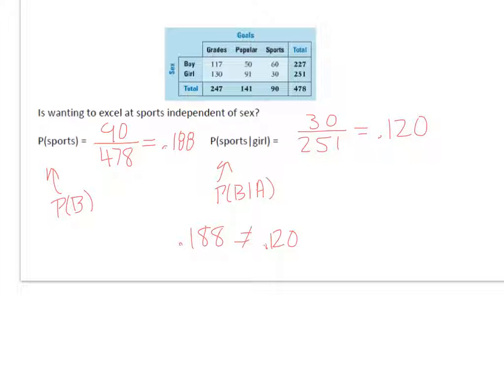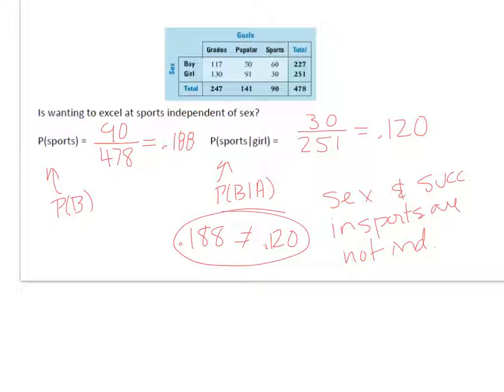So what this shows is that if you are choosing success in sports as a goal, it is not independent of sex. So sex and success in sports are not independent. There's something about being a girl, in this case, that is making it different than being a boy. I don't know if the girls are at a higher rate or a lower rate at this point. I just know that it is dependent on your sex, because these two values are not similar enough. All right, so that's how we're going to use this little rule moving forward.